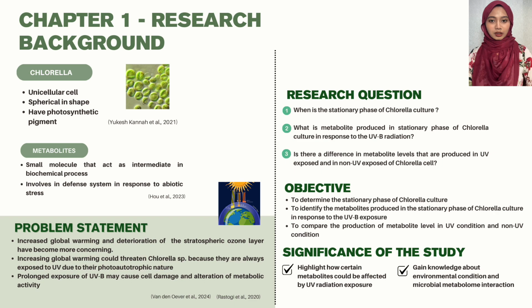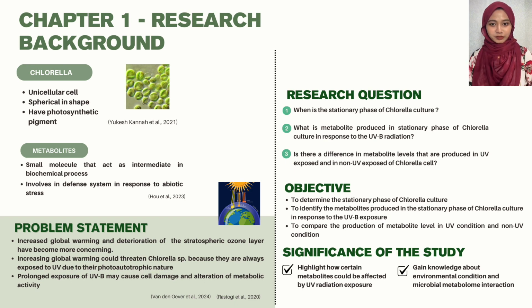As we all know, global warming and deterioration of the ozone layer are pressing environmental issues. These changes in our environment increase the level of UV radiation reaching the Earth's surface. One of the primary concerns is the impact of UVB radiation on photosynthetic microorganisms like Chlorella. This is because prolonged exposure to UVB can lead to cell damage and alter the metabolic activities within these cells.